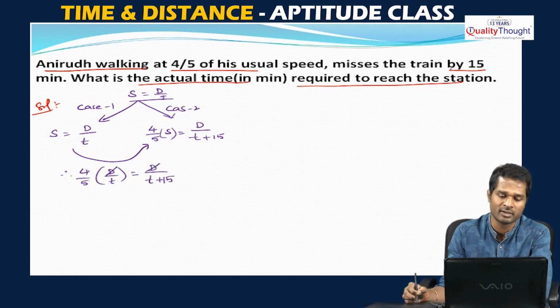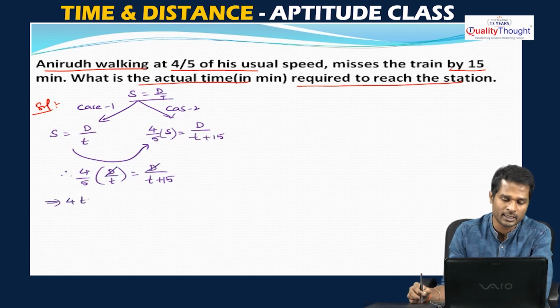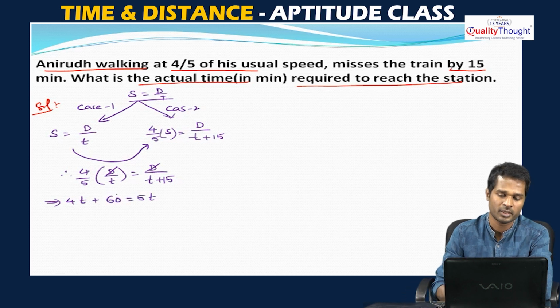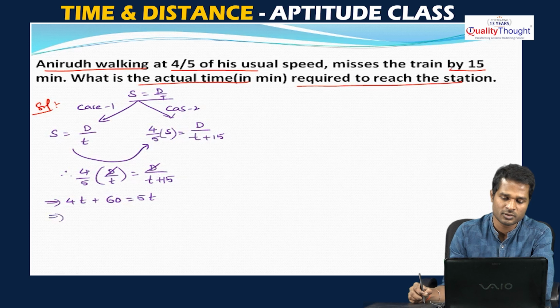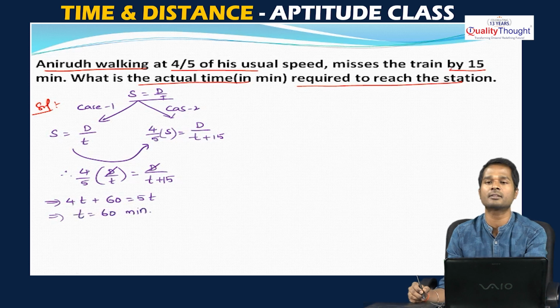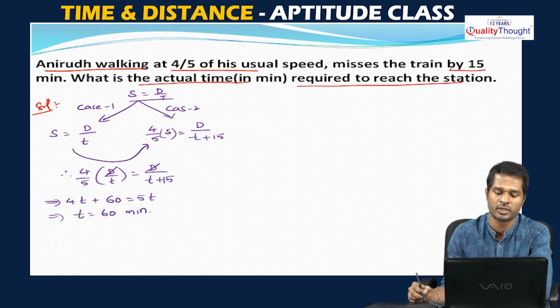Here d and d will cancel. Now go for cross multiplication. This is 4t plus 15 times 4, which is 60, is equal to 5t. So 5t minus 4t, t is equal to 60 minutes, because we are calculating the time in minutes.